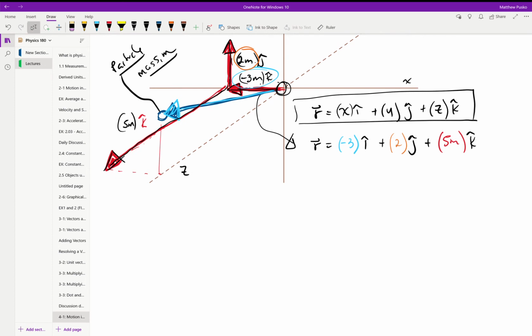Notice we could always find the magnitude of this vector. The angle's a little bit tricky. It's got 2 angles describing it, but we could always find the magnitude of something with 3 components still very easily. It's just Pythagorean theorem for 3 things. So we'd have a negative 3 squared plus 2 squared plus 5 squared. Alright.